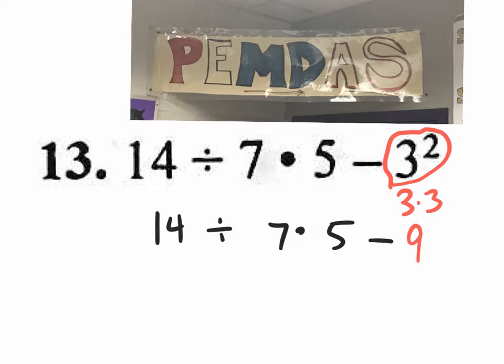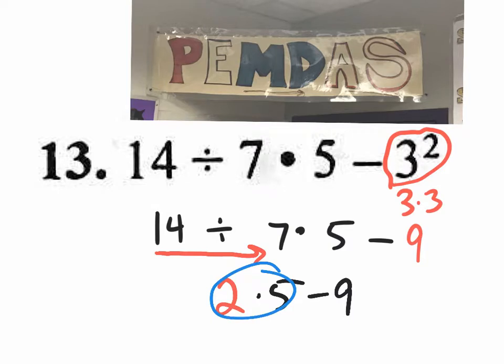In this case, from left to right, you're going to go 14 divided by 7, and then after that, times 5. So 14 divided by 7 is 2, and then bring down the rest, the times 5 minus 9. 2 times 5, when I do that, multiplication before subtraction, that is 10. 10 minus 9 is 1. So I hope everybody got that one right.